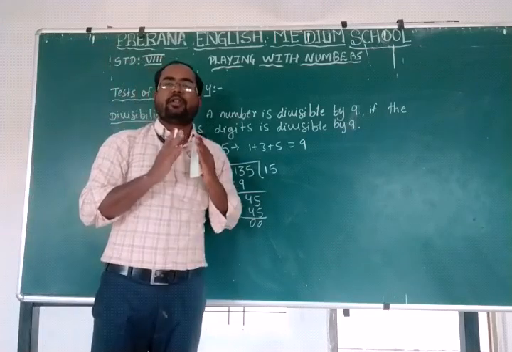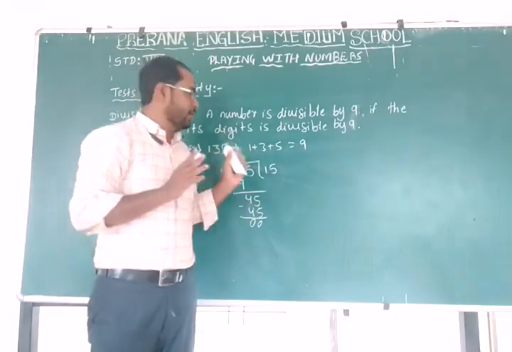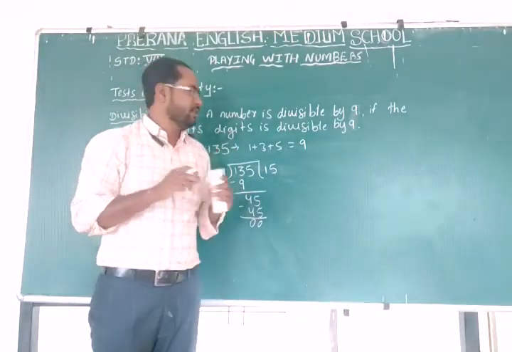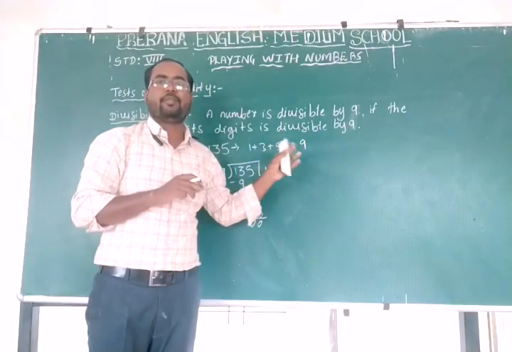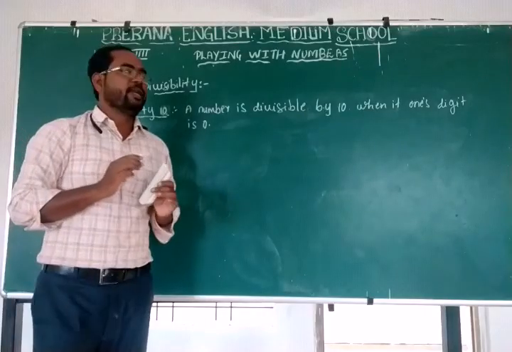See here, for 3 and 9, the rule is the same. Whatever the number given, you have to add the digits. If the sum of the digits is divisible by 3 or 9, then that number is divisible by 3 or 9. Okay, we'll see the divisibility by 10.